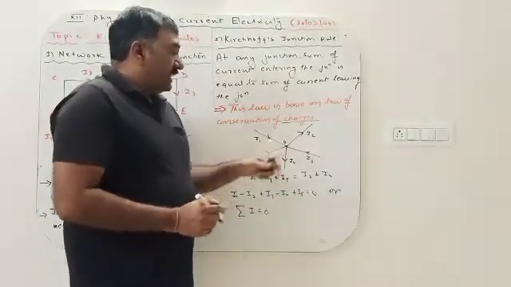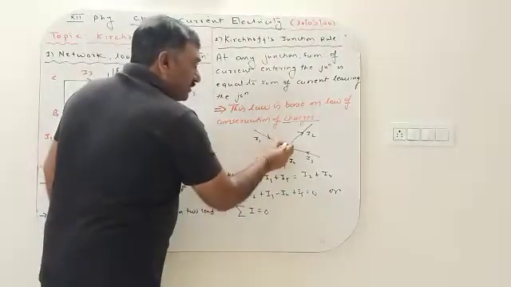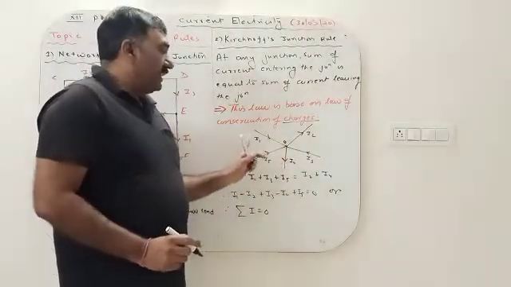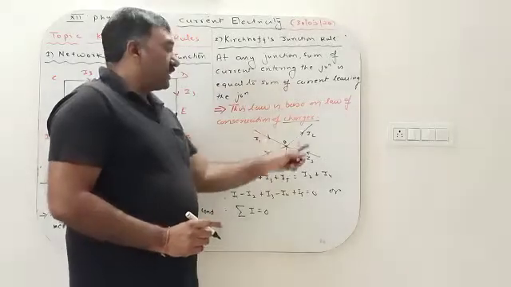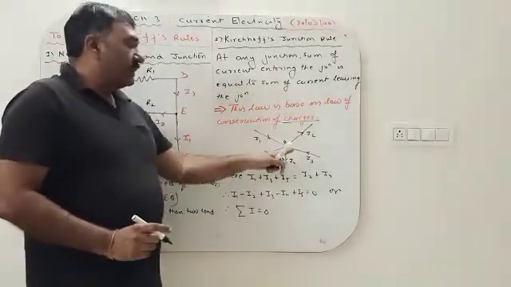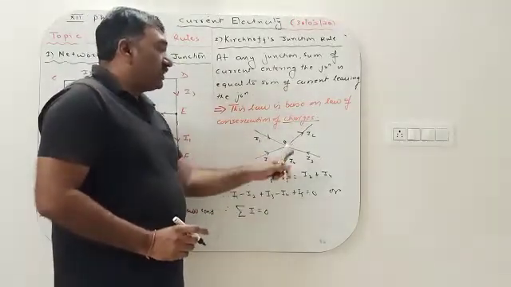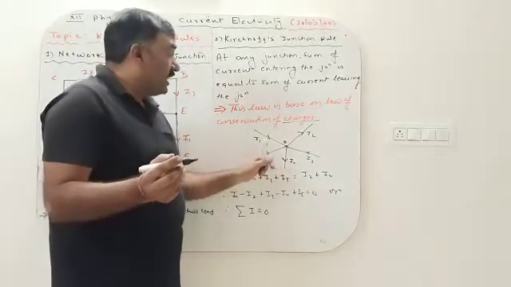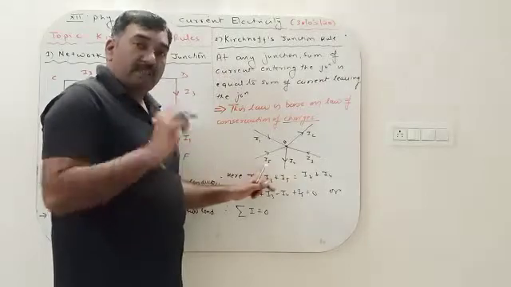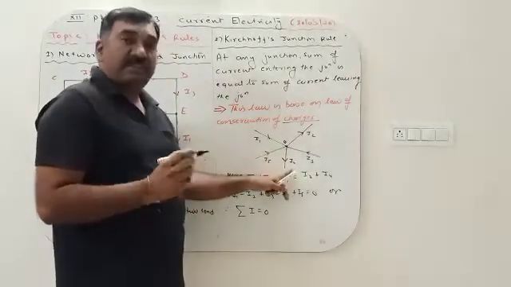So here we are taking a junction at O, which is made up of 5 conductors carrying electric currents I1, I2, I3, I4 and I5. The direction of the current is as shown in the figure. I1, I3 and I5 are approaching the junction, and I2 and I4 are leaving the junction.